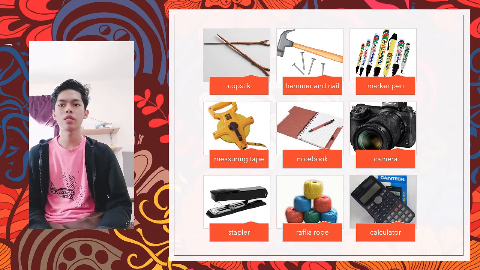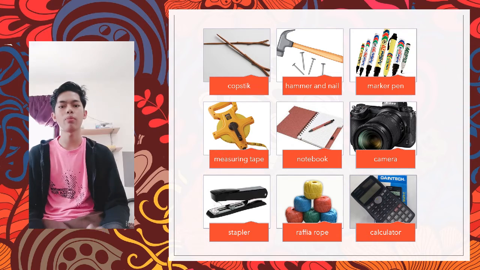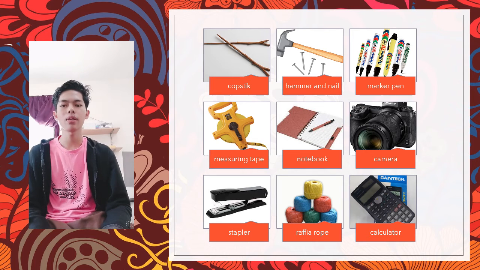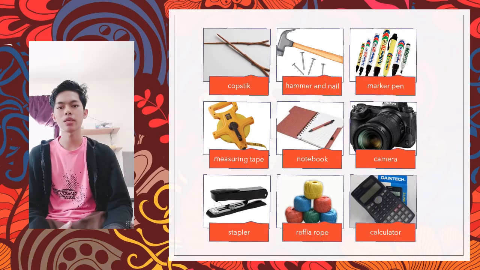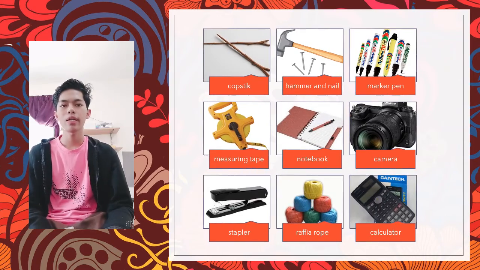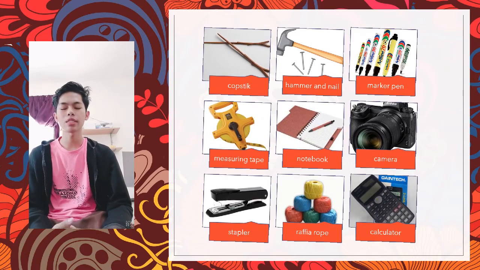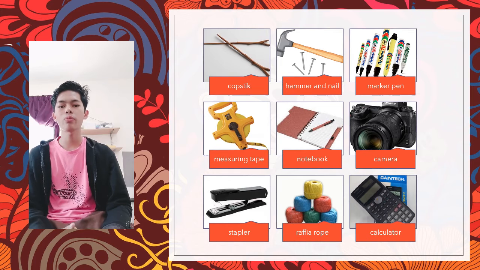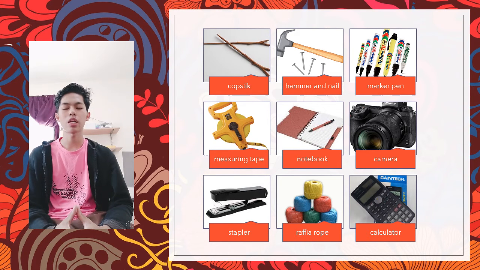The first one is a chopstick, next is a hammer, and then a marker pen. We also need a measuring tape. Then we also always need a notebook, also paper. Then we use a camera and a stapler and raffia rope and also a calculator. So this is the equipment that we use in our fieldwork.